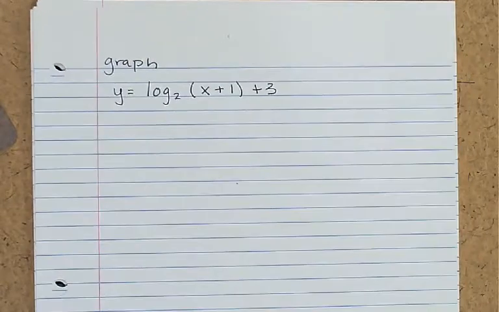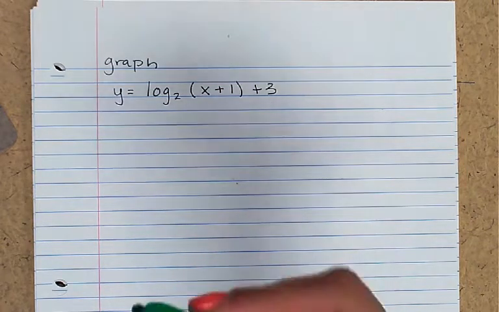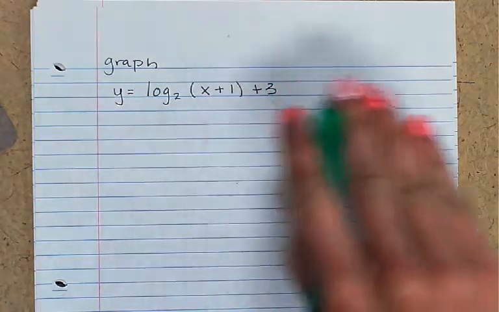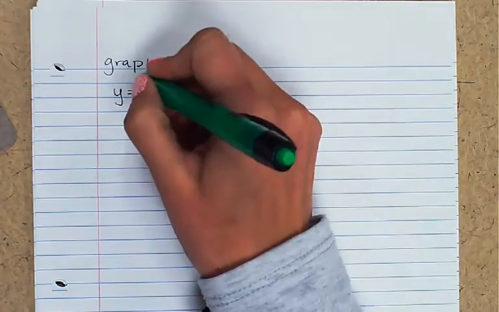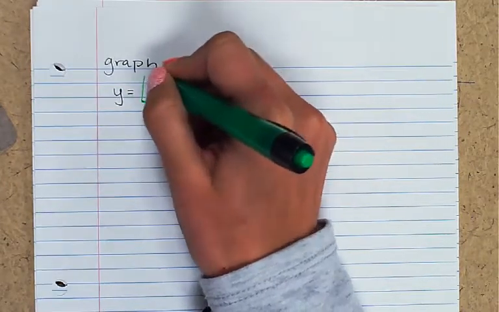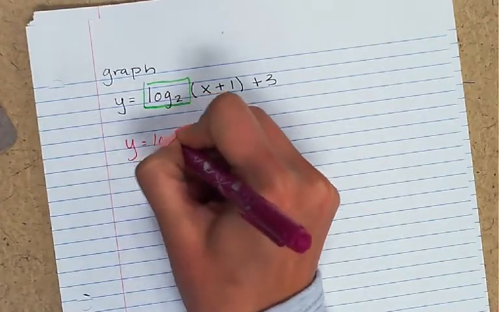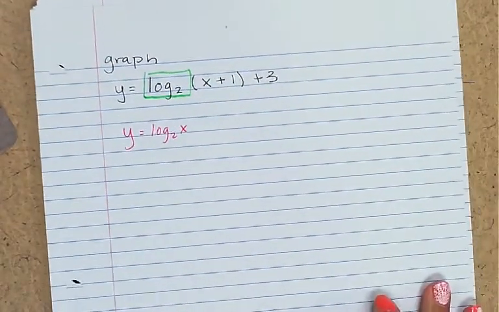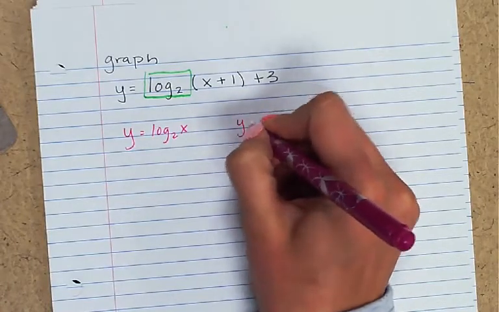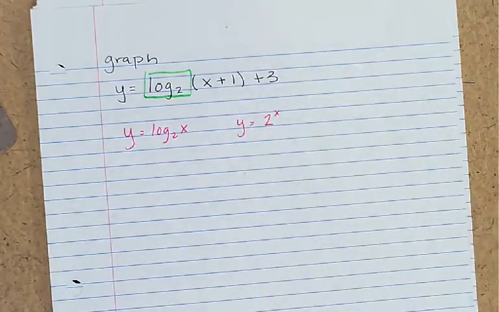So let's do one where there are shifts. This one says graph y equals log base 2 of (x plus 1) plus 3. So the first thing we have to do is look at its inverse of log base 2. Now, when you do this, if there are any shifts, you ignore them. All we care about is this part. Okay, so remember, if I had y equals log base 2 of x, because this is all we care about right now, the inverse of that is y equals 2 to the power of x.